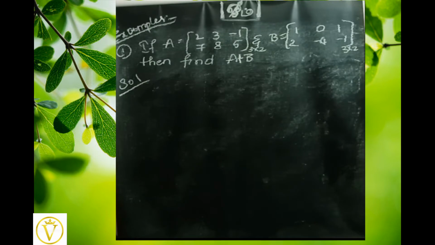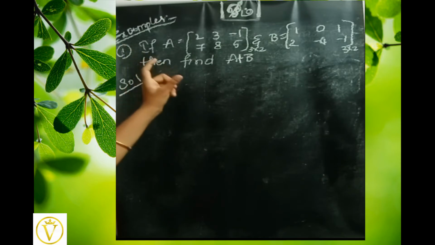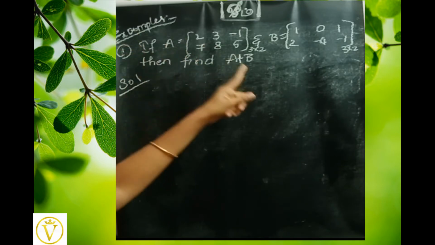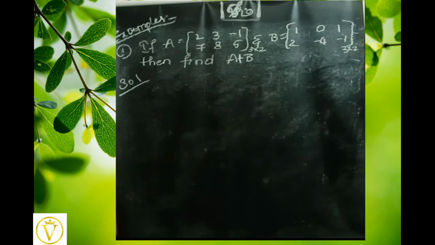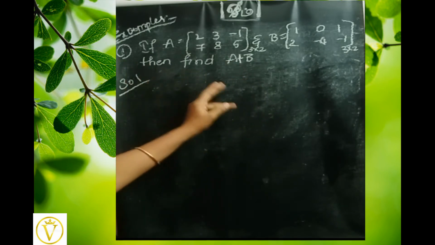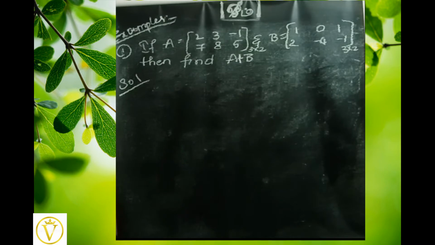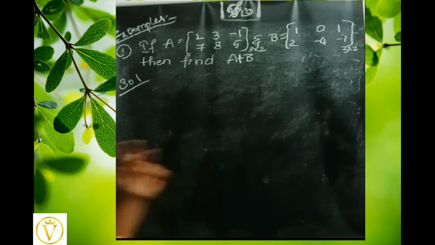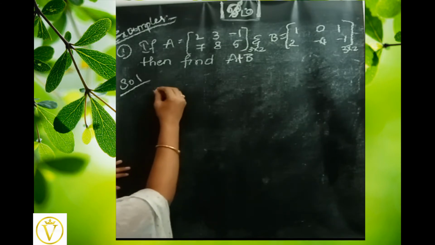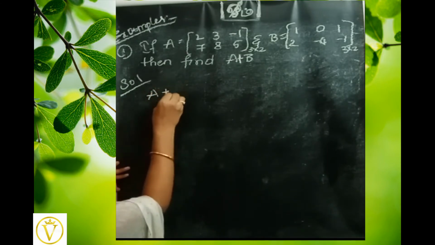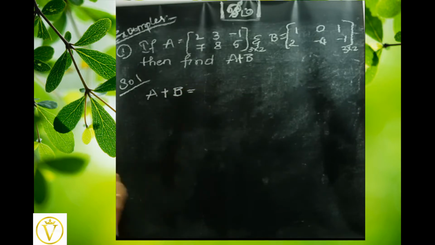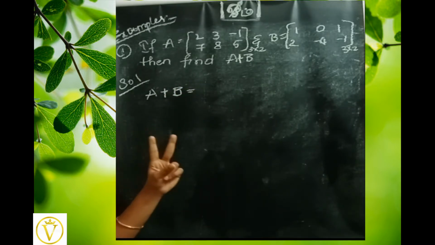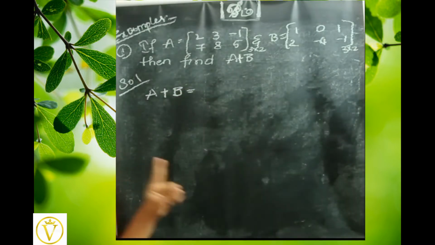Now we'll go for the problems. Okay, now we'll go for the examples. What's our first problem? If A equals some given matrix and B equals another matrix, then find A plus B. They have asked for the sum of the two matrices. First we write A plus B. Before that, we have to check whether the two matrices are of the same order or not.